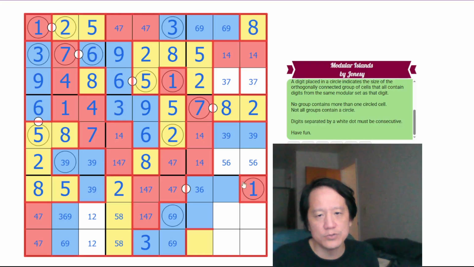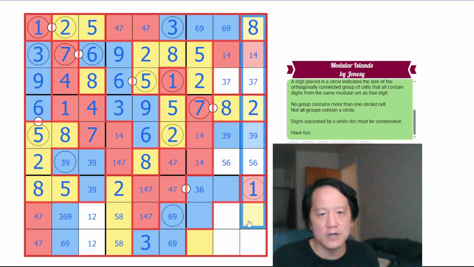This is blue, so this has to be boundary here. This can't be red because that would be orthogonally connected to the same region. So it's yellow, which means we have 3 yellows in column 9. This can't be yellow, it must be blue. And this is size 6, that's 5, which is yellow.